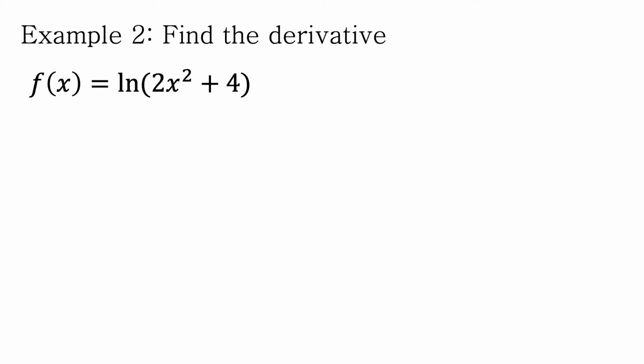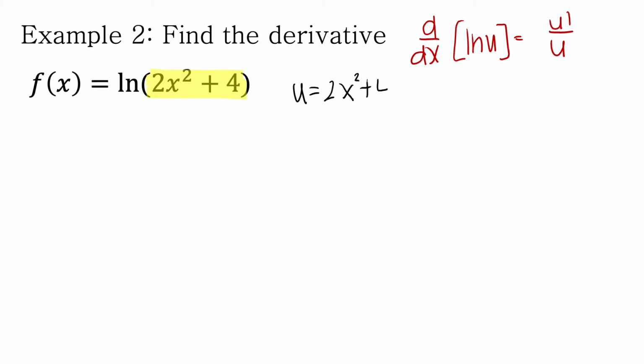Okay, example 2 is pretty straightforward as well. Here we have our function f of x is the natural log of 2x squared plus 4. Again, there's more than just x on the inside, so let's remember that the derivative of the natural log of u is equal to u prime over u. So let's identify our u as our whole inside function. U is 2x squared plus 4. That makes our u prime equal to just 4x.